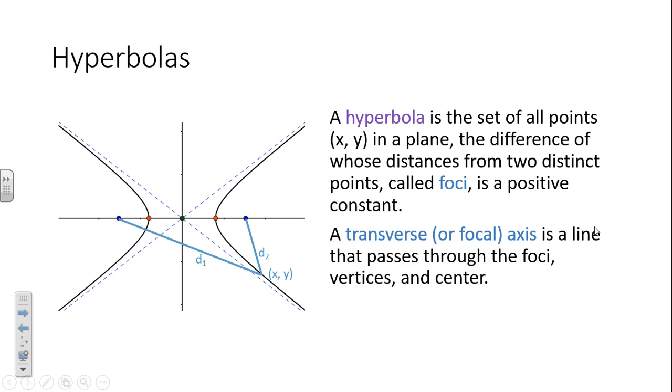And does anybody remember what the two foci lengths added up to? The major axis, exactly. This time, we're looking at the difference of those two. And the difference of those two is also going to be constant, just like the sum of the ellipses distances were. A transverse or focal axis is a line that passes through the center, the two vertices, and the two foci. So everybody's all in one nice, neat line. Okay?